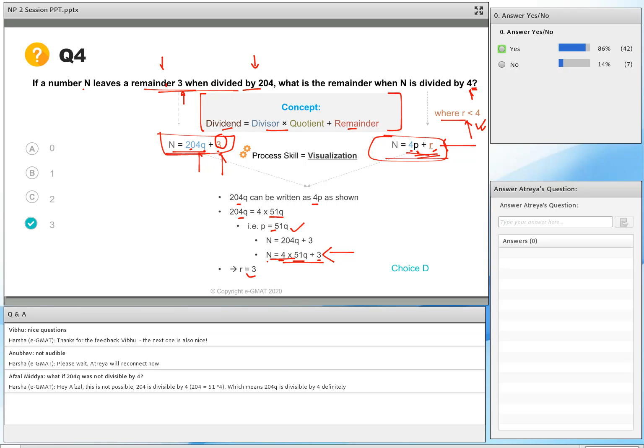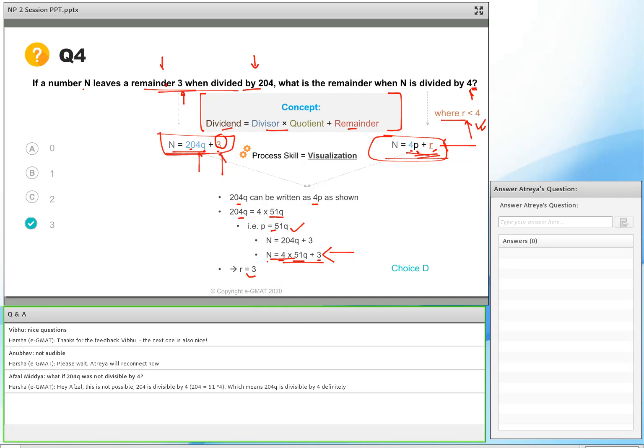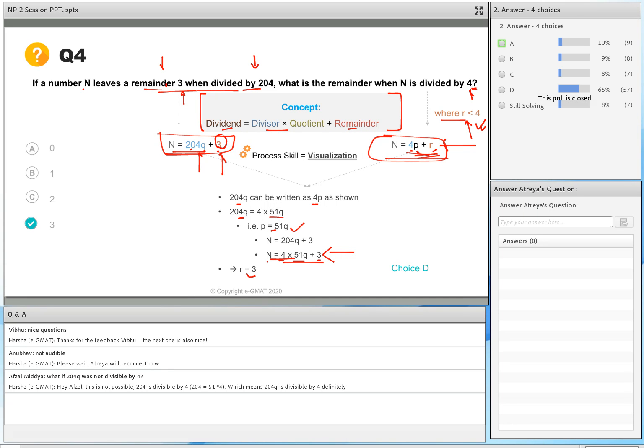So I am seeing some people are not being completely into the process. So let's take another question. Let's have another question and we'll solve it around the same process. So again, I'm going to reopen the poll. I am going to clear all the answers. Please mark us still solving, guys. We'll solve another question, guys.